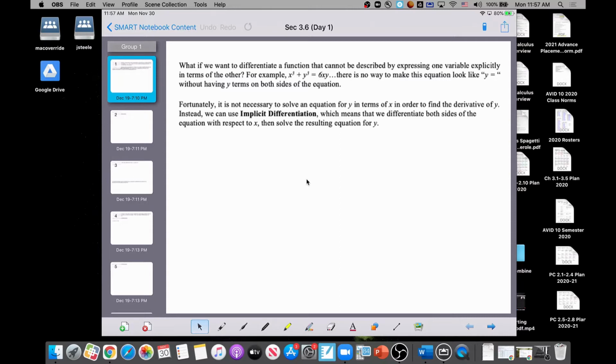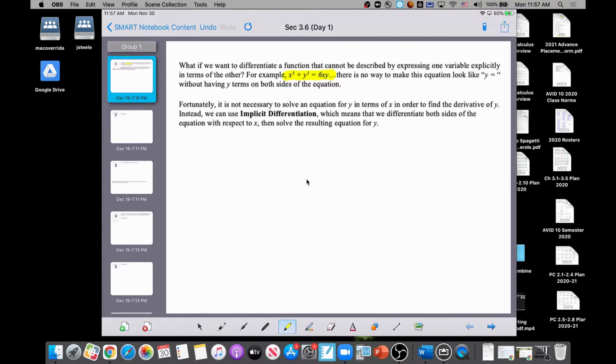For example, we have this function here, x cubed plus y cubed equals 6xy. There's no way to make this equation look like y equals. We could try all day, but algebraically we'll never be able to isolate y alone on one side of the equal sign. But it's not necessary to do that.